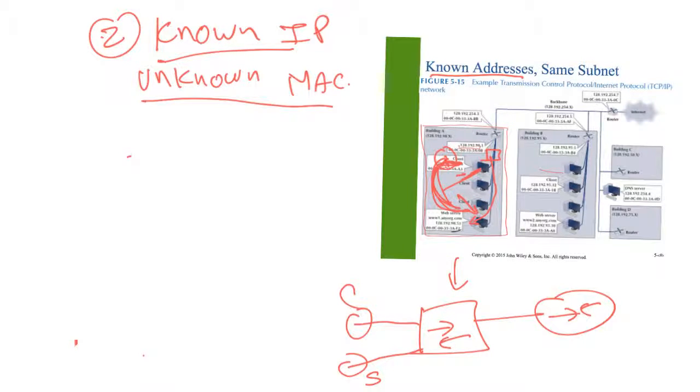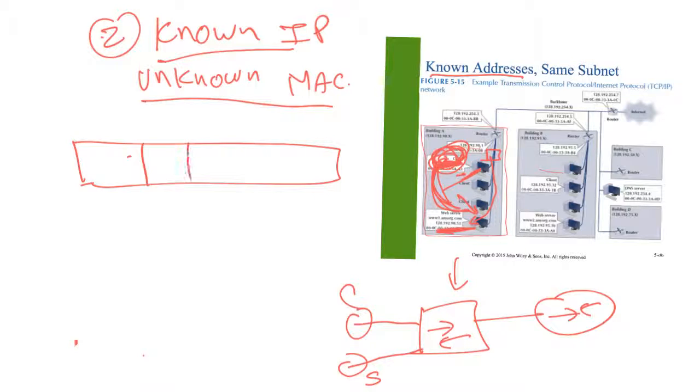Remember, if you want to communicate on the same local area network, you need the IP address, source and destination. You need the MAC, source and destination. So the question here is, how do you think that the client will obtain the MAC address of the server? How would it know the MAC address? Because when it constructs the message, it needs the source MAC and the destination MAC.